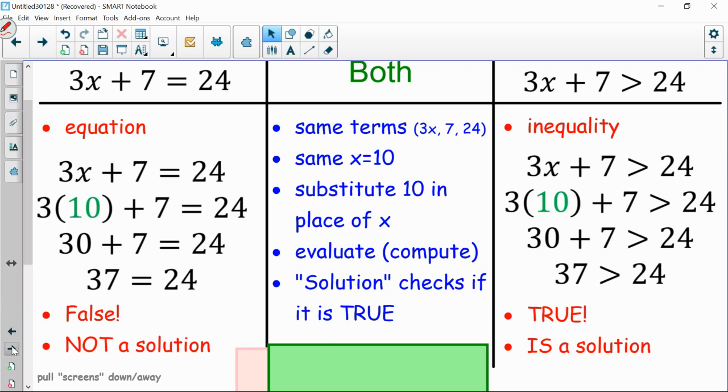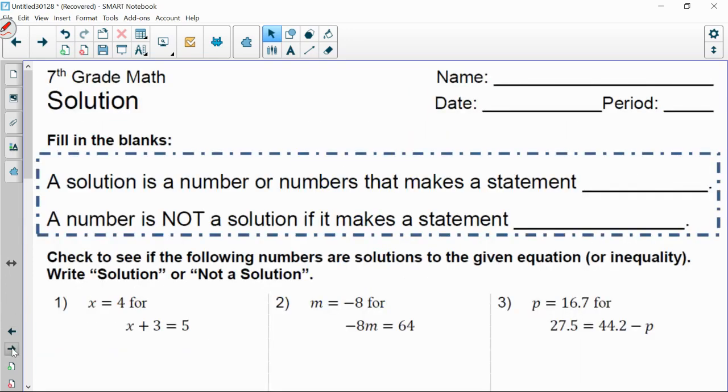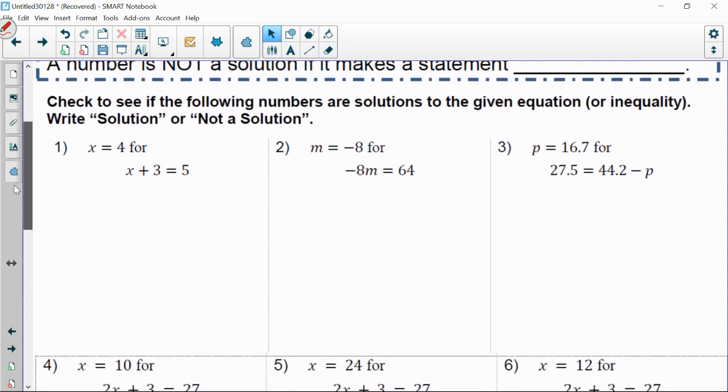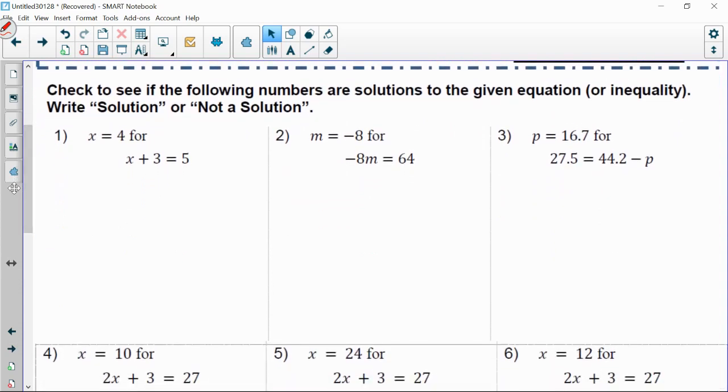Okay, so you need to pause this and then come back. Here are some homework assignments. You need to fill in the blanks. Go back and look into your notes. And then we need to check. So let's do a couple of the checks together, and then you're going to come back and finish the rest.